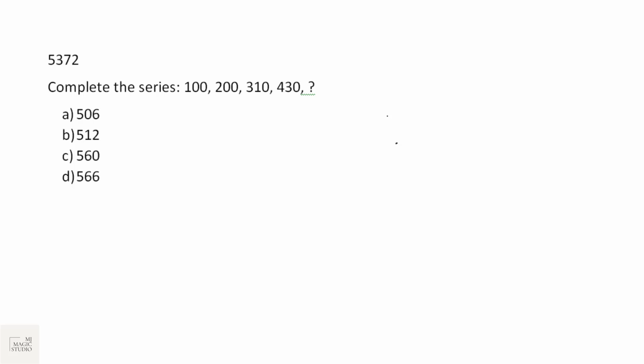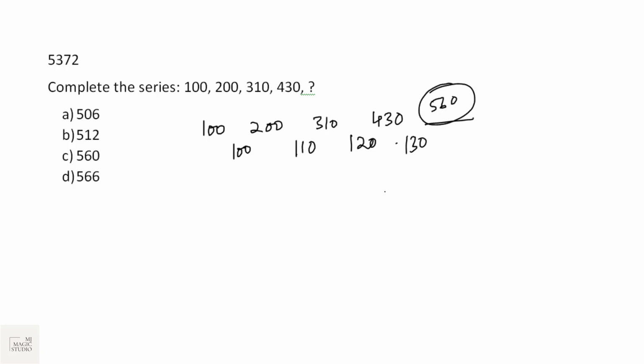Now we have a few questions where we need to complete the series, either numeric series or alphanumeric series. The best way to deal with them is to go for differences. Maximum number of times, with the help of a difference table, we are able to find the answer. Here the difference is 100, then 110, then 120. That means the next difference would be 130 because differences are increasing by 10. So the next number should be 430 plus 130, that is 560. Option C.